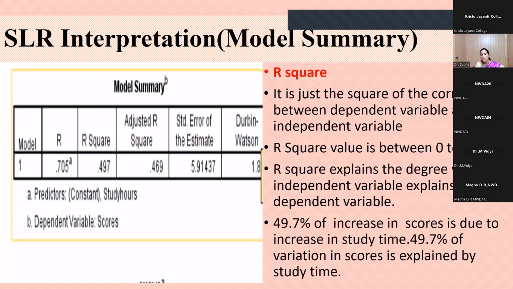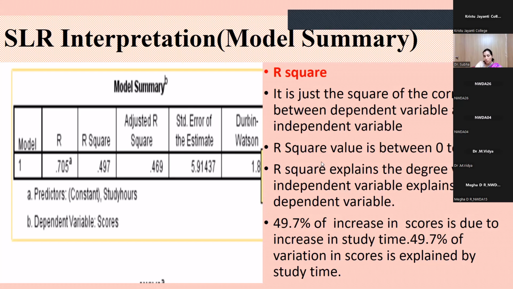So there is a connection, or rather a correlation, that study time can explain clearly. This R square tells us to what degree the independent variable explains the proportion of variation in the dependent variable. In our study, 49.7% of the variation in the score is explained by the study time. So this is the interpretation for R square from this model summary.